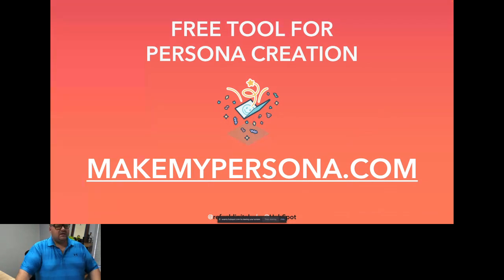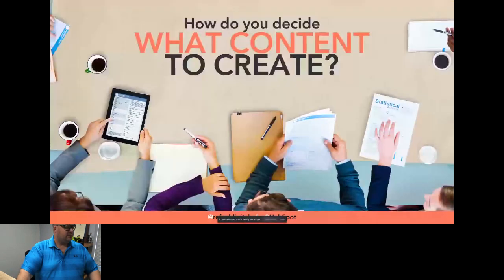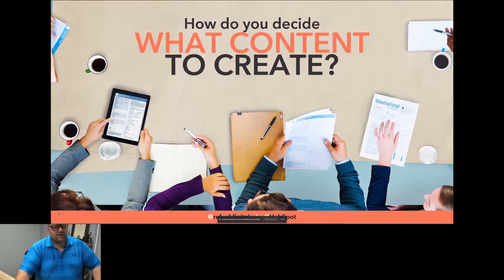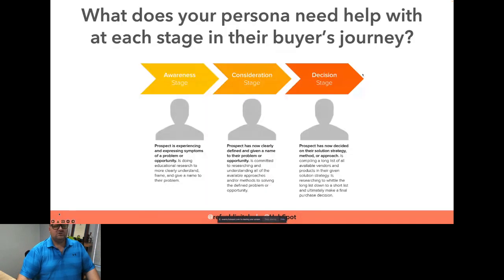So let's move on to how we decide what content to create. Knowing your persona doesn't solve everything. You can have the best persona in the world and still scratch your head over what to create from time to time. So now we know who we're writing for, now we need to decide what we're creating for those people. We break this down by looking at the buyer's journey. So what does your persona need help with at each stage of their buyer's journey?